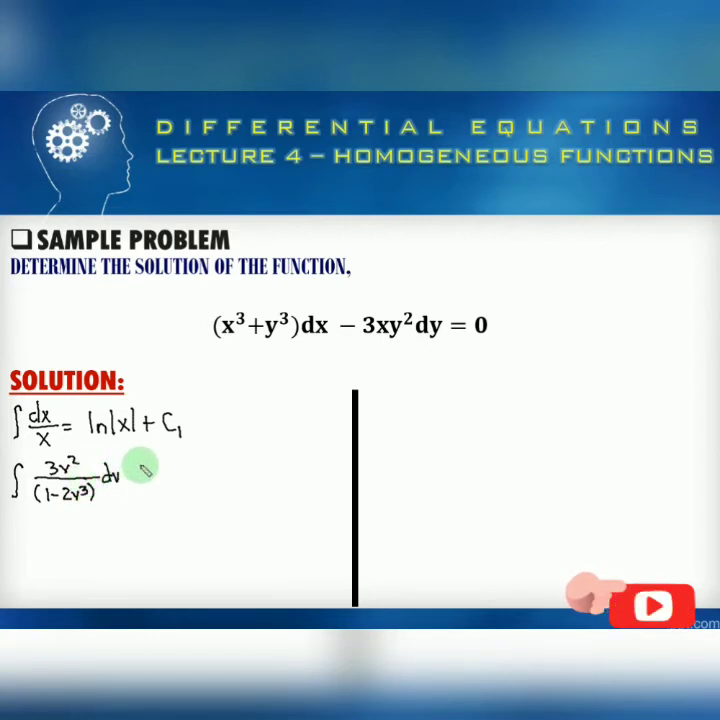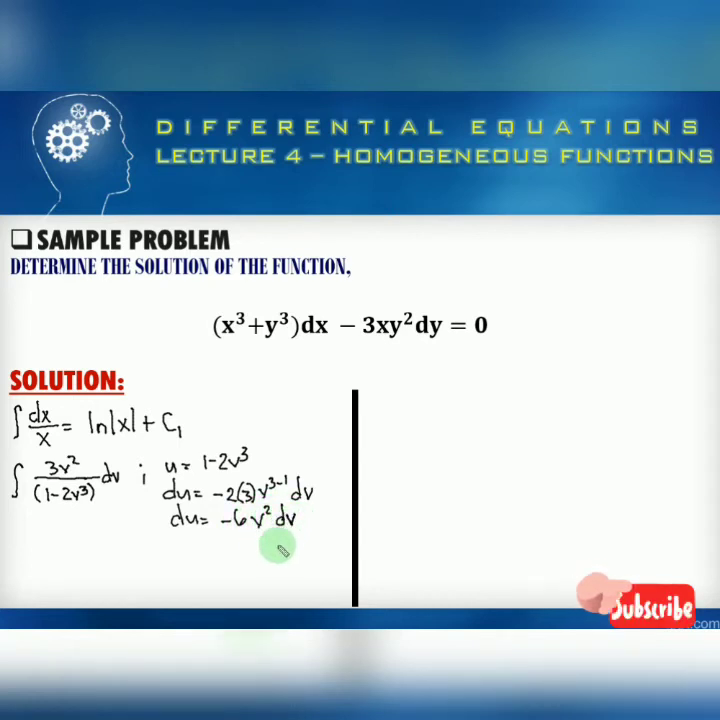So from here, we will assign u is equal now to this 1 minus 2b cubed. Then we take the derivative of this u, in which the derivative of 1 is 0, and then this one is negative 2 times 3, and then b to the power 3 minus 1, and then the derivative of b, in which our du is just simply equal to negative 6b squared db.